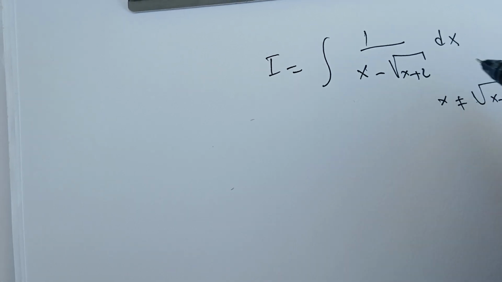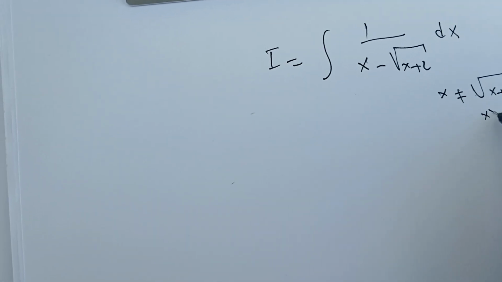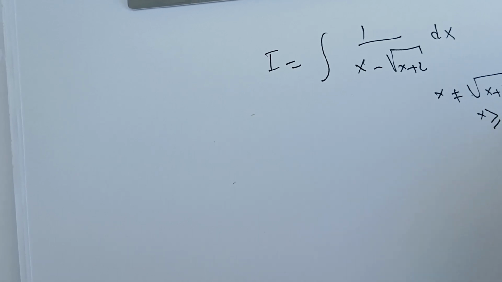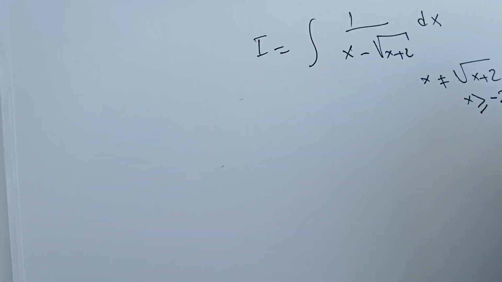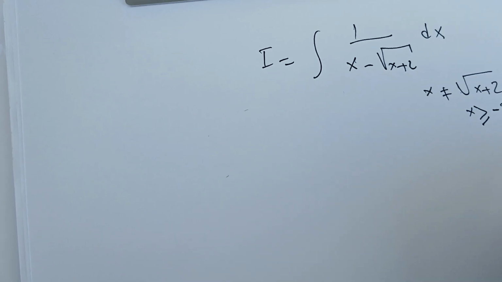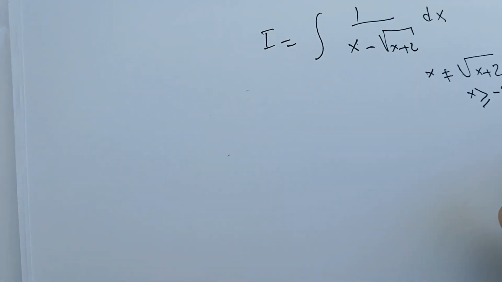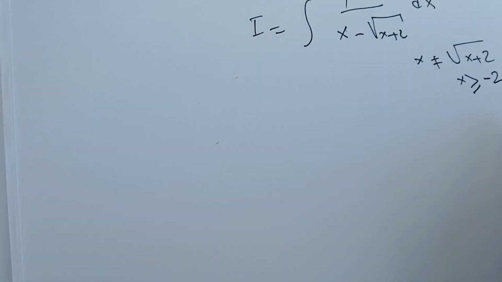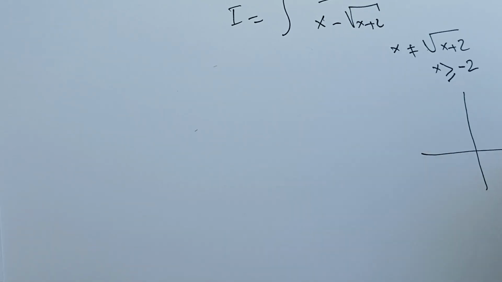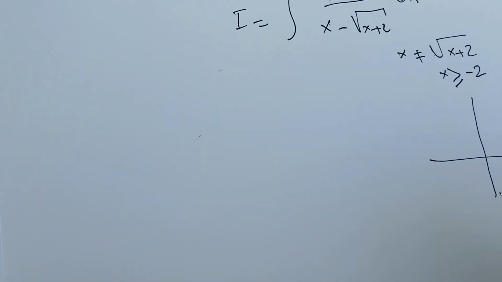Okay? And also we want the square root to be defined. That's why we require x to be bigger than minus 2. We will see if we have strictly bigger than minus 2. To find this first condition, we can simply graph the square root of x plus 2 and see where it intersects x.